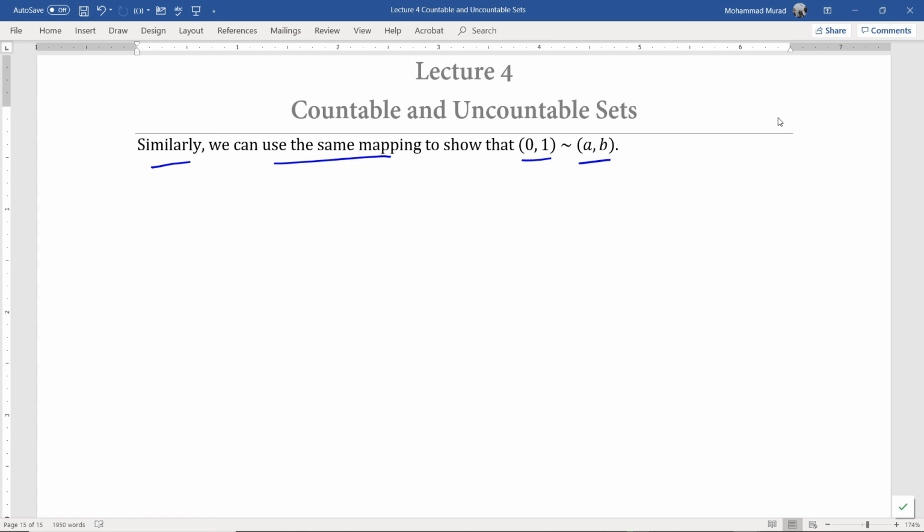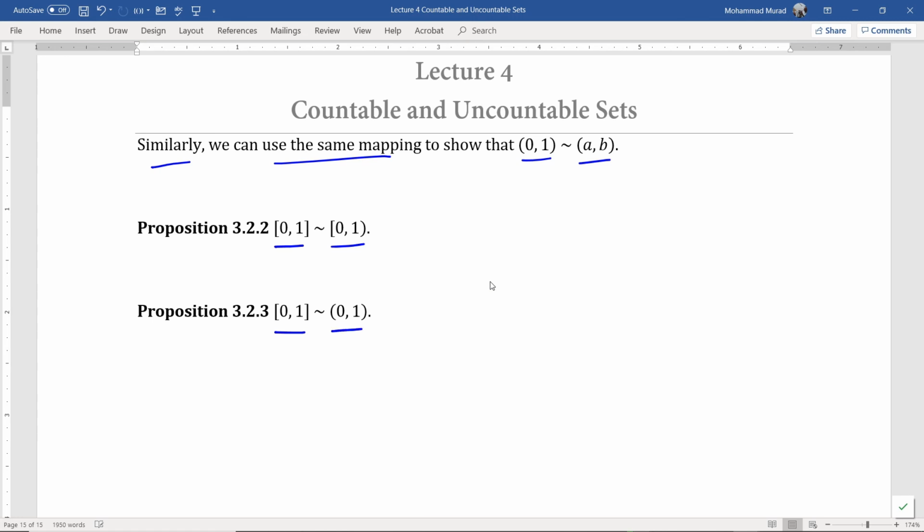And we also have the following surprising equivalence of intervals. The bounded and closed interval is equivalent to the bounded semi-closed interval. The bounded and closed interval is equivalent to the bounded and open interval. The bounded and semi-closed interval is equivalent to this bounded and semi-closed interval. And similarly, we have the last proposition.